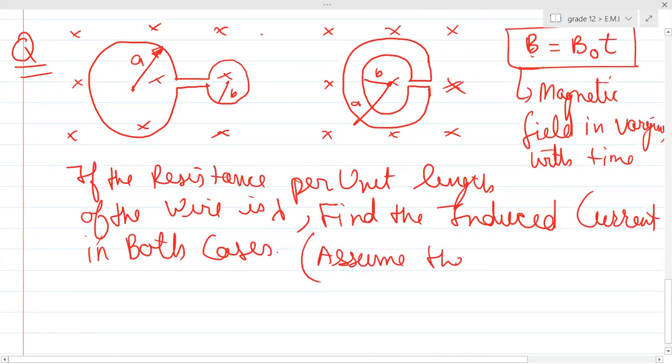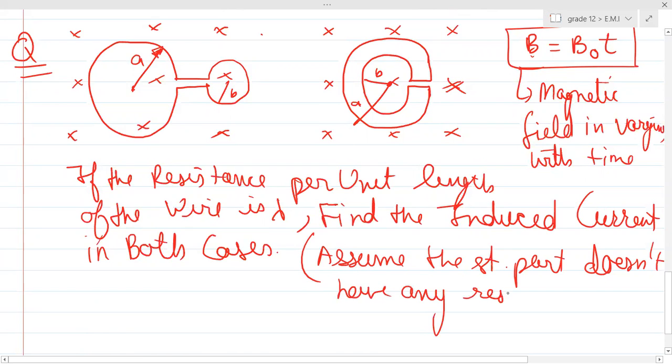Again, the straight part doesn't matter. Which is the straight part which I am talking about? Guys, can you see this straight part here? This part is resistanceless. Okay. This straight part is not having any resistance. You will assume this gap is very close, but these wires are not touching each other. This is almost a ring. Okay. This is also almost a ring. Now the question is find the current induced in both the cases.